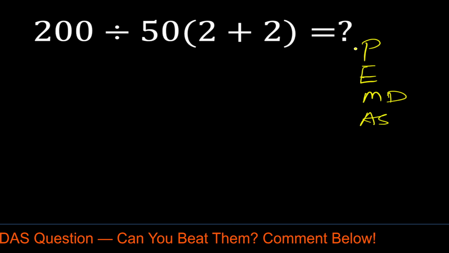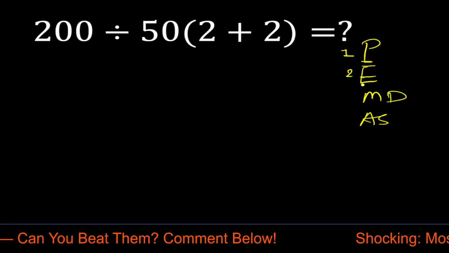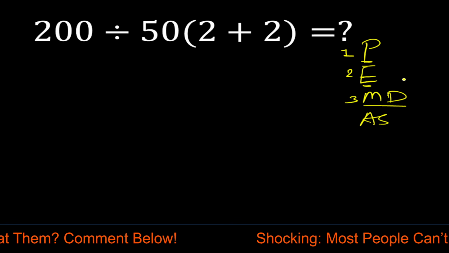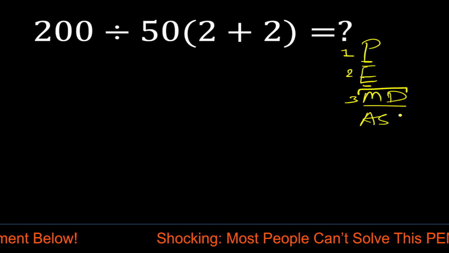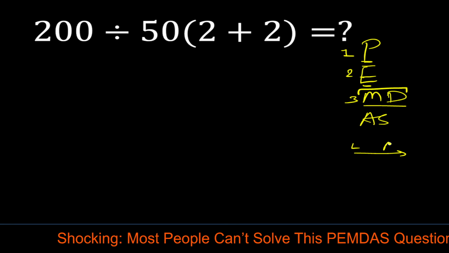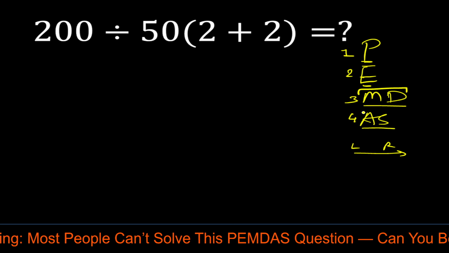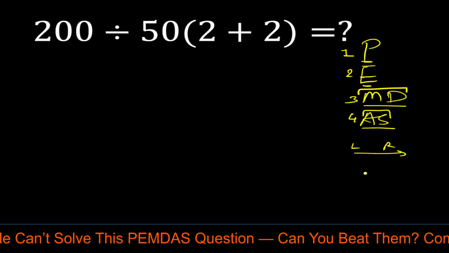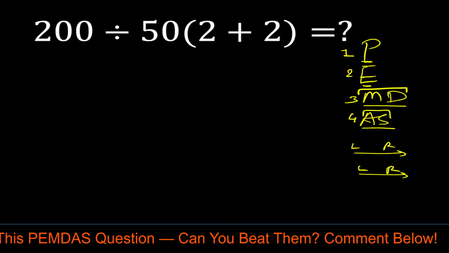According to the PEMDAS rule, first priority is parenthesis, then second priority is exponent, then third priority is multiplication and division. Here multiplication and division both have equal priority, so we have to solve it from left to right. Then fourth and last priority is addition and subtraction. Also addition and subtraction both have equal priority, so we have to solve it from left to right.